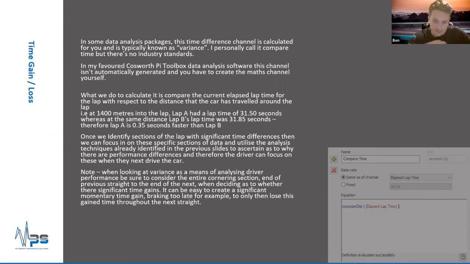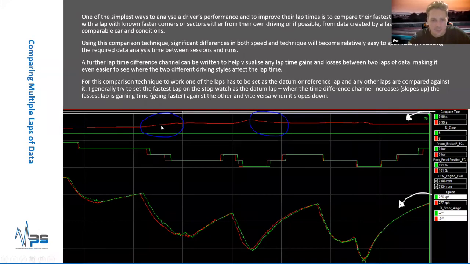Because again, it can be quite easy to go barreling into a corner way too fast. So momentarily you gain a load of time because your speed is high, but you compromise the corner, you compromise your corner exit, and by the end of the next straight you're actually down. So don't just look for a spike in time won or lost, time variance. Look for a gain that's made and doesn't diminish by the next corner.